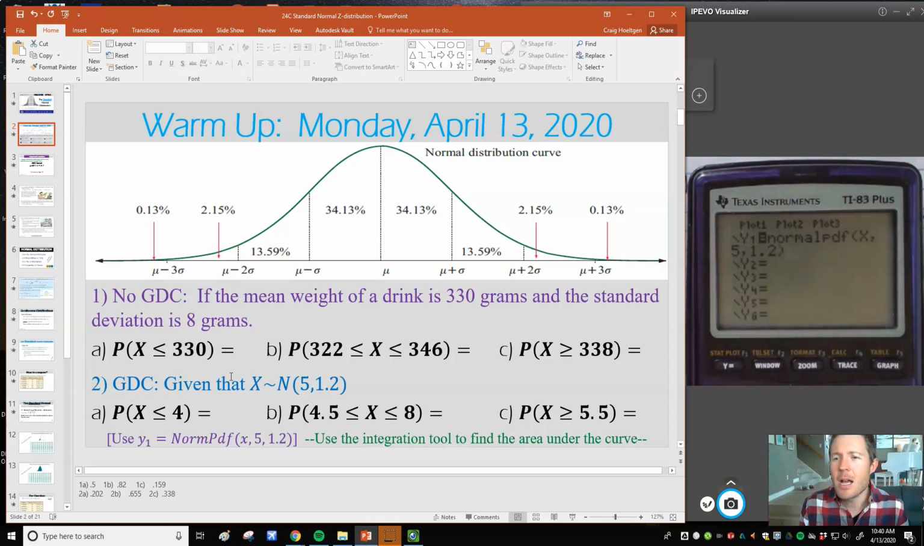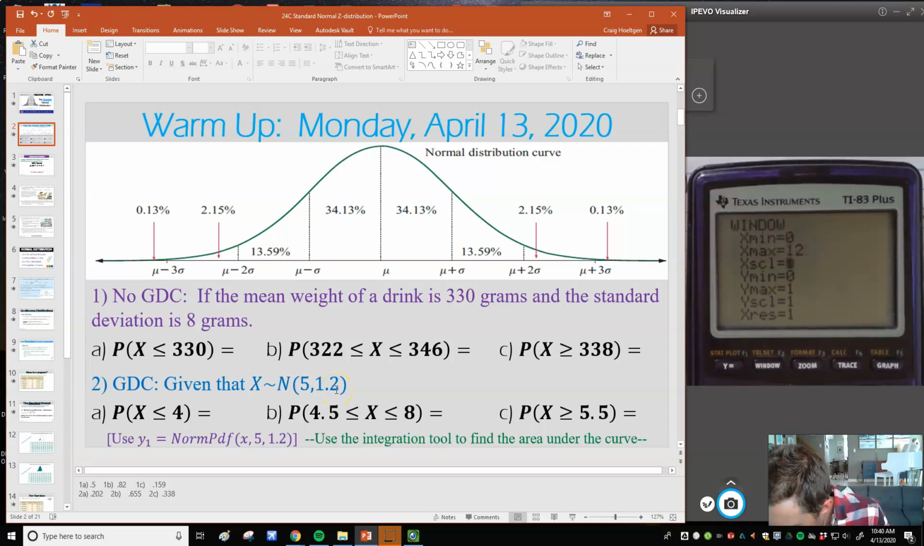Okay, now let's talk about setting the window right. Setting the window right is going to be essential for this to work out. So I'm going to click window here. For my x's, if my mean is 5 and my standard deviation is 1.2, maybe 0 to 10 is going to be okay. You just want to set your window several standard deviations above, like 5 standard deviations above. So I'm actually going to go 0 to 12.